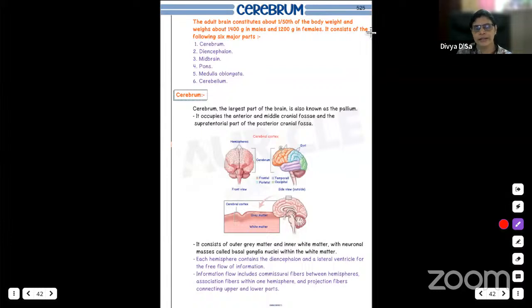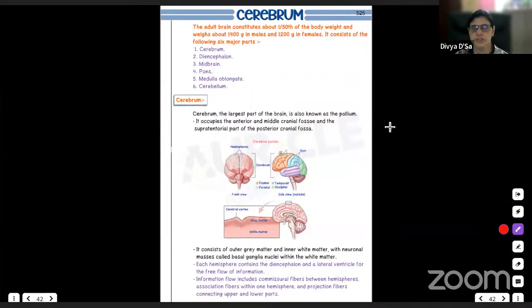The adult brain, if you all know, constitutes about 1/50th of the body weight. So 1/50th of the body weight is made of the entire brain, and it weighs about 1,400 grams in males and 1,200 in females. The brain consists of the cerebrum, then below that we have the diencephalon, the midbrain, the pons, and the medulla oblongata, which make up the brainstem, and also we have the cerebellum.